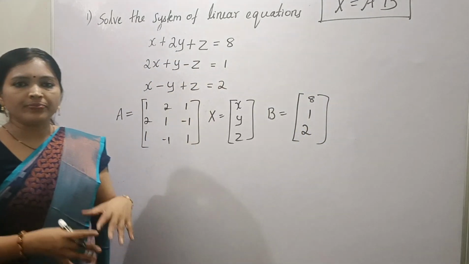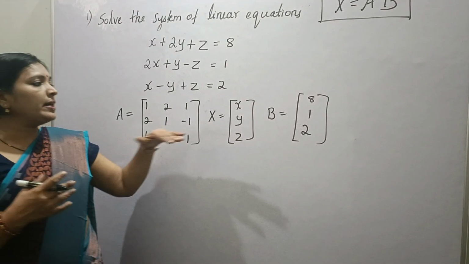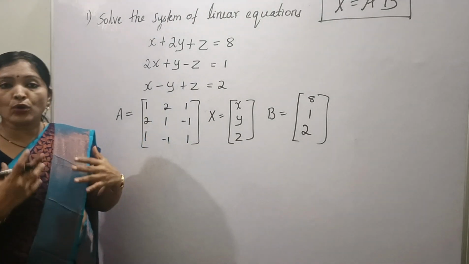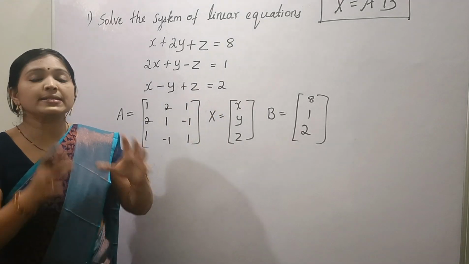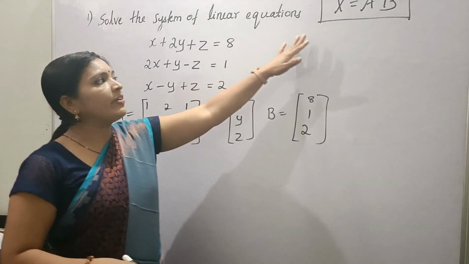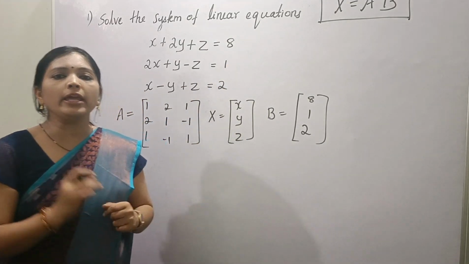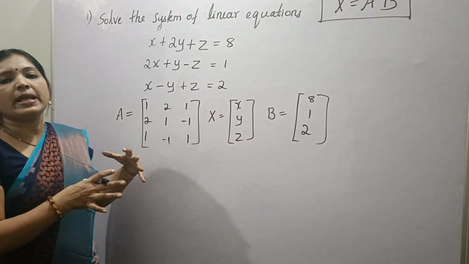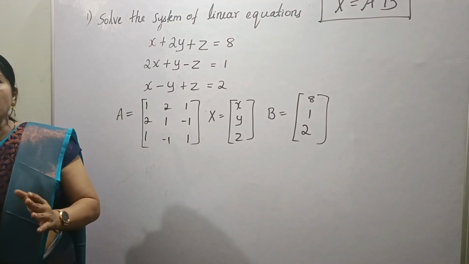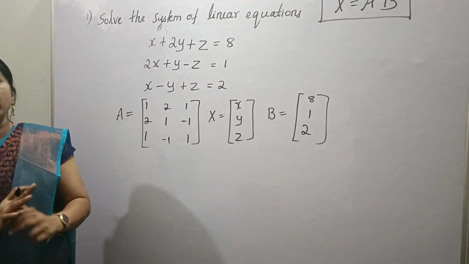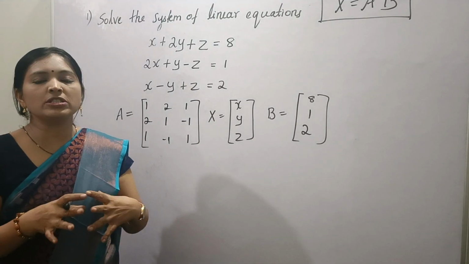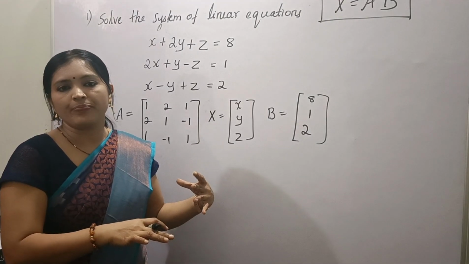Next come to our formula. What we have to find? Here we have to find the values of the unknown variables x, y and z. That is the matrix X, right? So our formula is X is equal to A inverse B. To find the matrix X, we need to find A inverse into B. So to find A inverse, we need to find the adjoint of A. Okay?